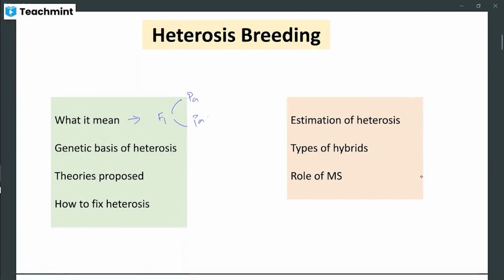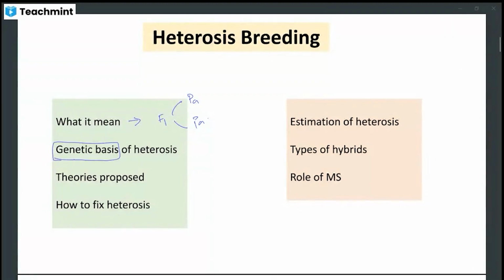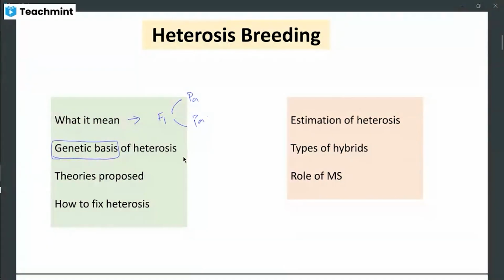So what causes heterosis? What is the genetic basis of heterosis? What is the main reason why heterosis is shown in plants? And which plants show more heterosis, self-pollinated or cross-pollinated? The genetic basis of heterosis is, as you all know, dominance. And it is seen in both self-pollinated as well as cross-pollinated crops.